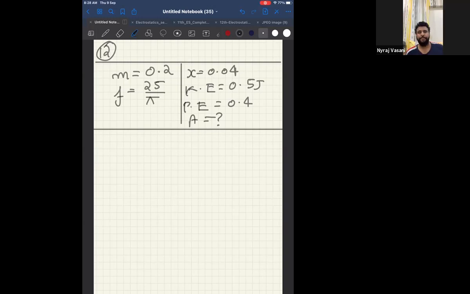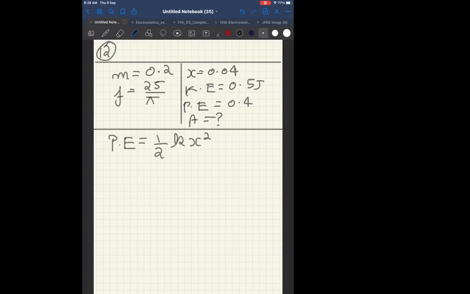Shall I start now? Now the question is, I have written on the screen. What is the data given? What I need to find? I need to find amplitude. Now see what is given first. Potential energy is given. So let me find out what is the formula for potential energy. Tell me what is the formula for potential energy? Half k x square. Agree all of you?